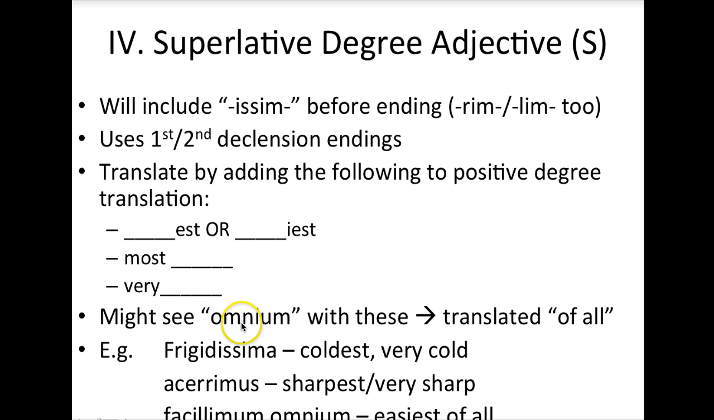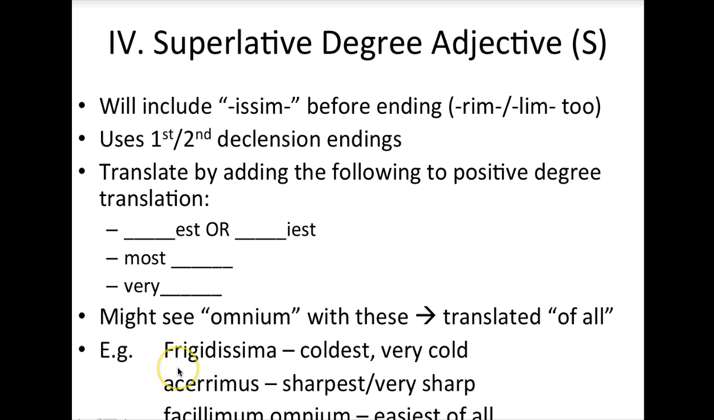A nice little word to give you. This word omnium could actually alert you to the fact that there might be a superlative coming up, because they kind of go together. You could have a superlative and then omnium with it, and that means of all. So if we had frigidissima omnium, it would be the coldest of all. Okay, so using those in conjunction can be kind of fun and helpful for you to really make your point.